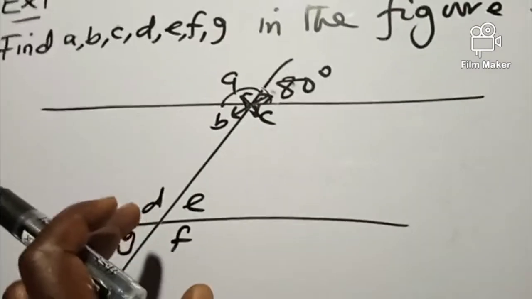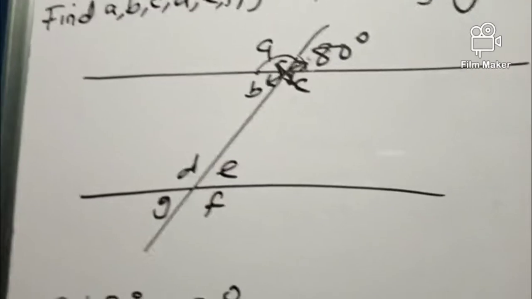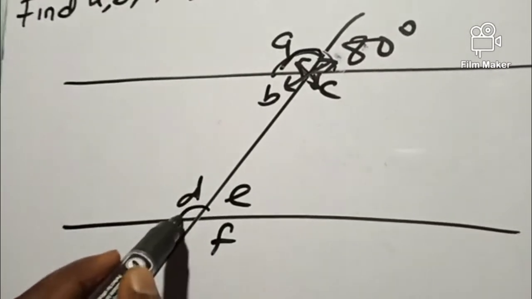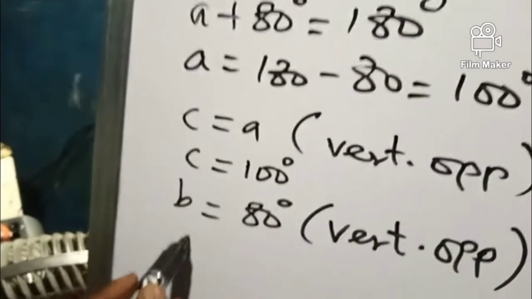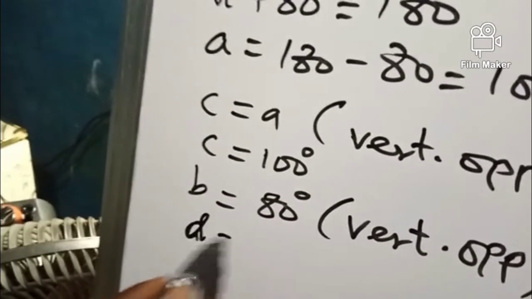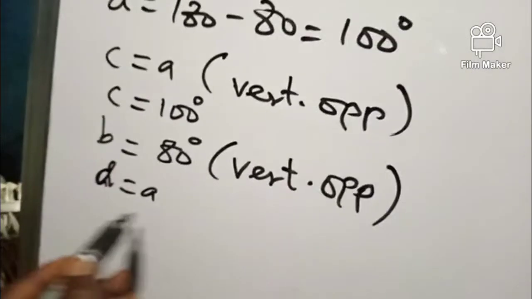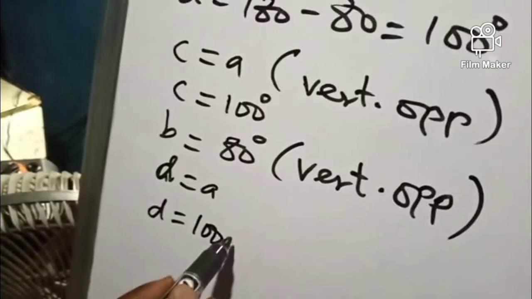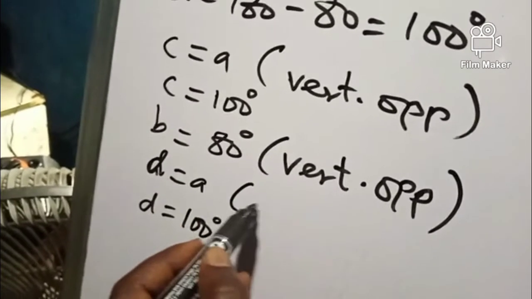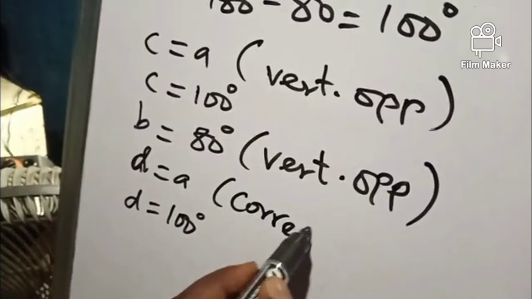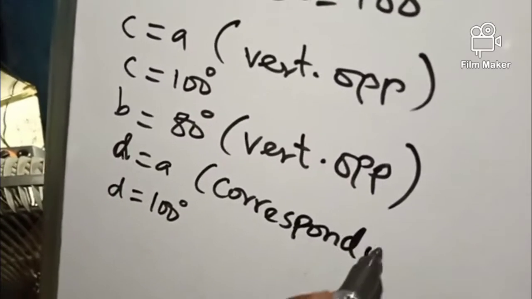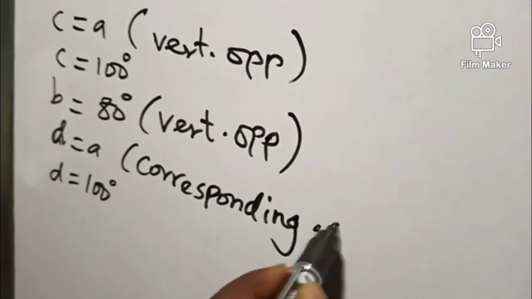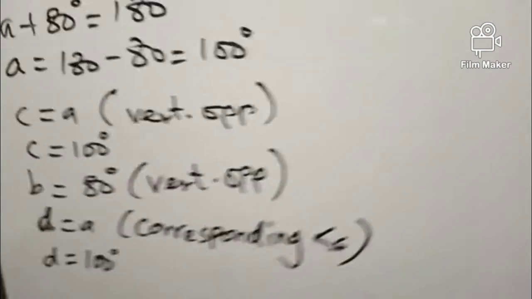Then the next one will be D. D and A, they are occupying the same position. The position that A is occupying here is the position that D is occupying here. That means D is equal to A. In other words, the value of A is 100, so D is equal to 100 degrees. The reason is corresponding angles, because corresponding angles are angles that occupy the same position on the parallel lines. So that's for that.